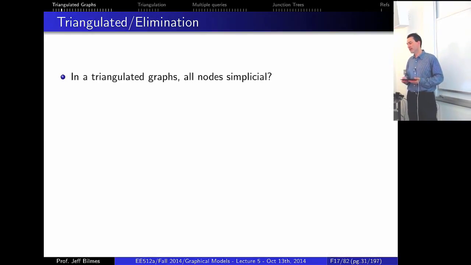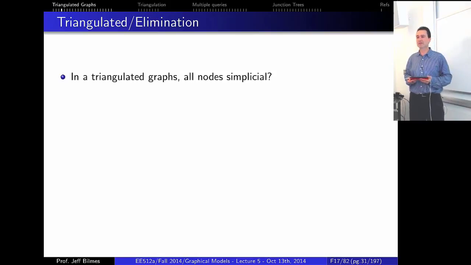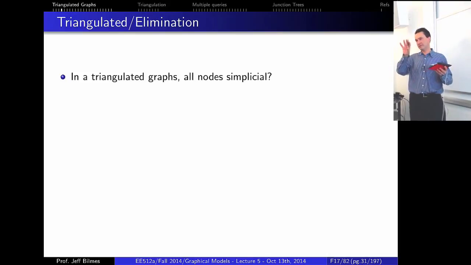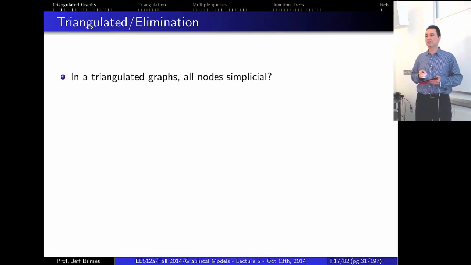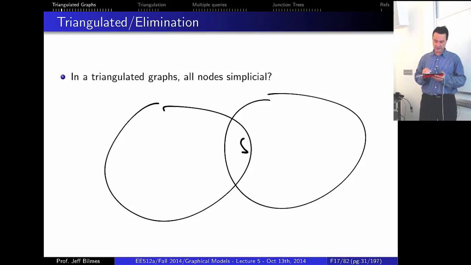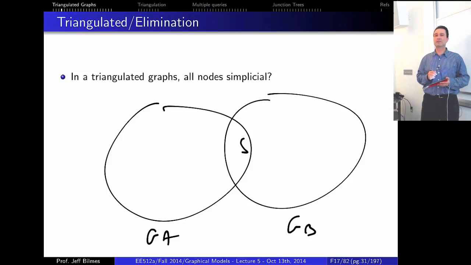So, question for you. In a triangulated graph, are all nodes simplicial? Sanity check. No. The theorem we just proved, right? It's not the case that all nodes are necessarily simplicial. Take that picture that I just showed: any of the dots on the left and the dots on the right, which are separated by this minimal separator, in that graph. So we remember this graph here, this is GA, and this is GB, and S was there, right? It's the triangulated graph. Which nodes are not simplicial?